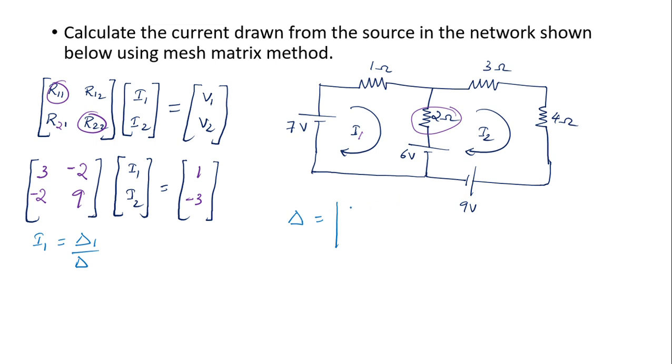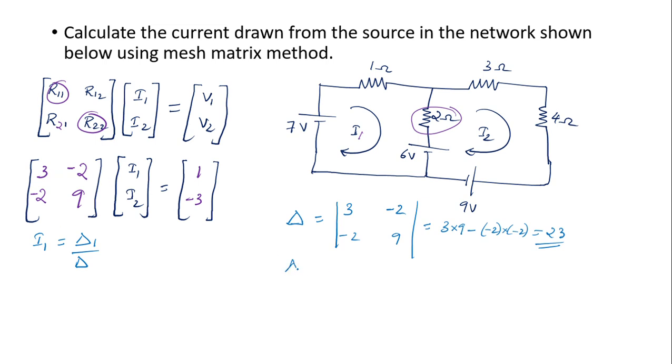So delta is the determinant of 3, minus 2 and 9. And what will be the determinant of this matrix? 3 into 9 minus 2 into minus 2, and the value will be 23. There is a calculation mistake, please forgive me, and I am guessing the value is 23. That is the value of delta, simply the determinant of this particular matrix.